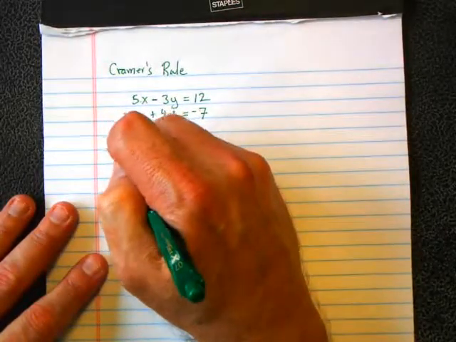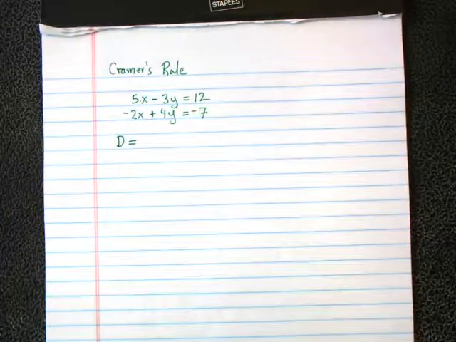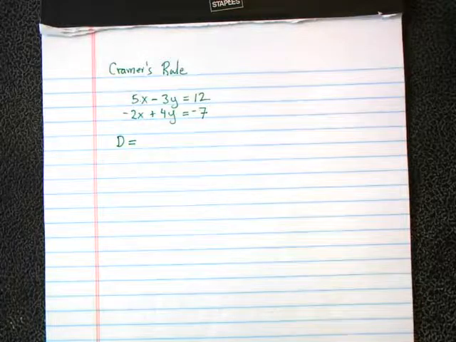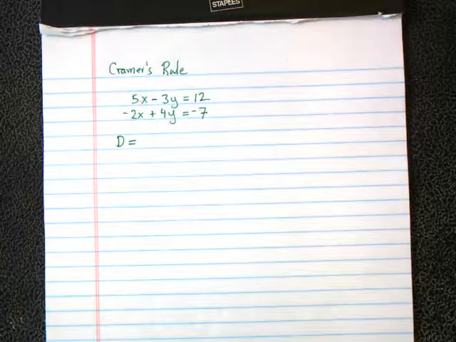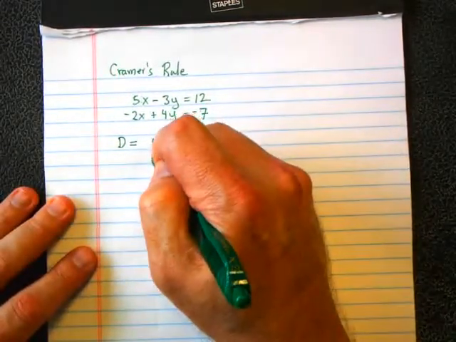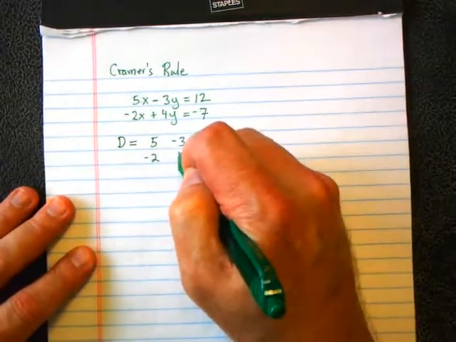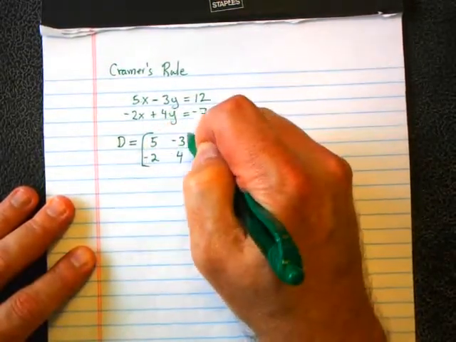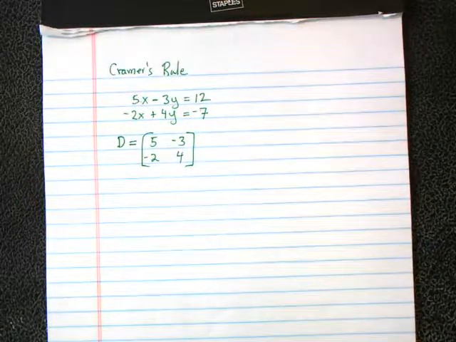To do Cramer's rule, you make 3 matrices. The first one is just called D. And the matrix D is simply the coefficient matrix. What I mean by the coefficient matrix is, it's these numbers over here. So D has 5, negative 3, negative 2, and 4. D is just the coefficients, the numbers on the left-hand side.